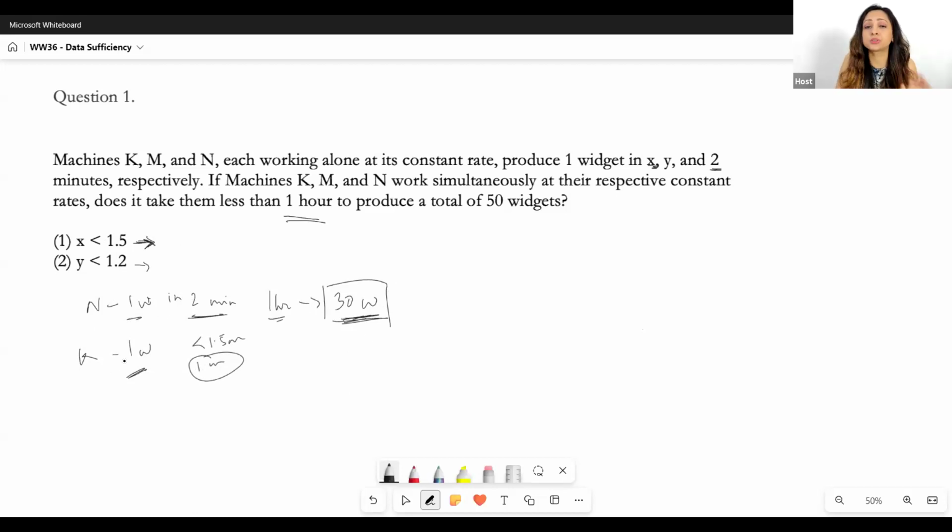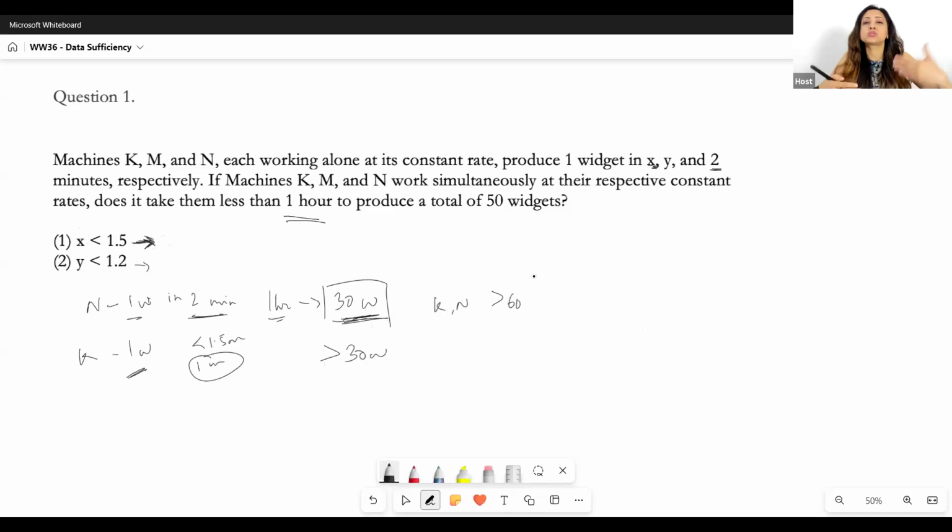I don't know how many K is producing, but I can say that it is certainly producing more than 30 widgets in 1 hour. K is faster. So if I'm looking at just my statement 1 over here, I know K is producing more than 30 in an hour and N is producing 30. So in total, I know that in an hour, the two of them, K and N together, are producing more than 60 widgets in an hour, right?